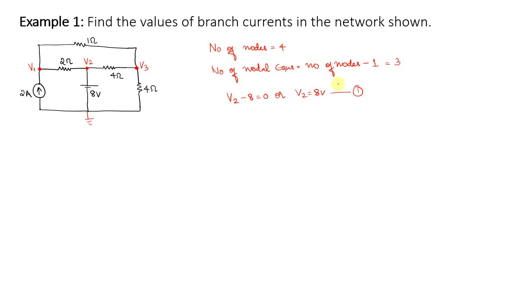It is just a voltage source, this 8 volt voltage source, present between an active node and a reference node. So the remaining voltages V1 and V3 need to be determined. So for that you need to apply KCL to individual nodes separately. Okay, so let us apply KCL to node 1.